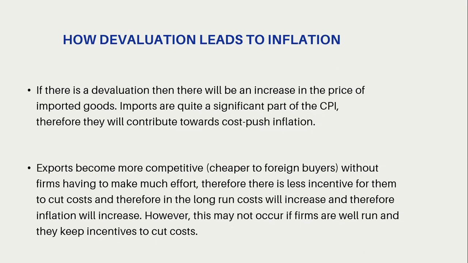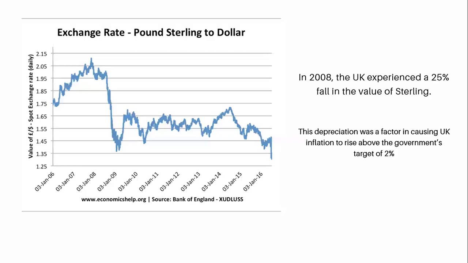Exports become more competitive, that is, cheaper for foreign buyers, without firms having to make much effort. Therefore, there is less incentive for them to cut costs, and in the long run, costs will increase and therefore inflation will increase. However, this may not occur if firms are well run and keep incentives to cut costs. This is the graph in 2008 explained, in which a 25% fall in the value of sterling created inflation of about 2% in the UK economy.